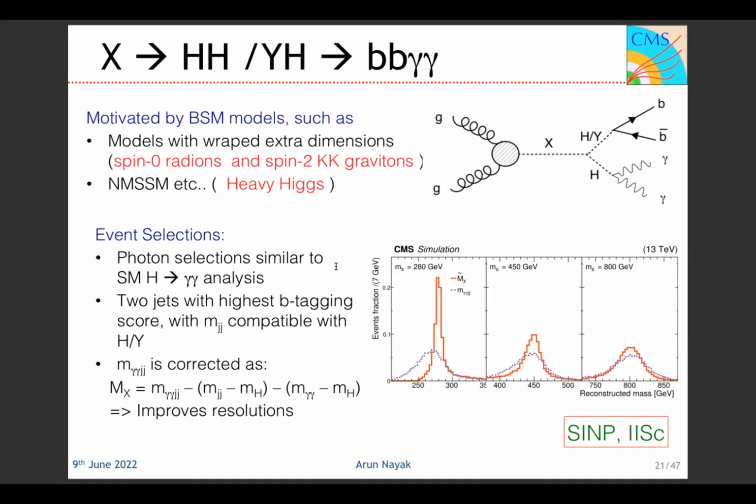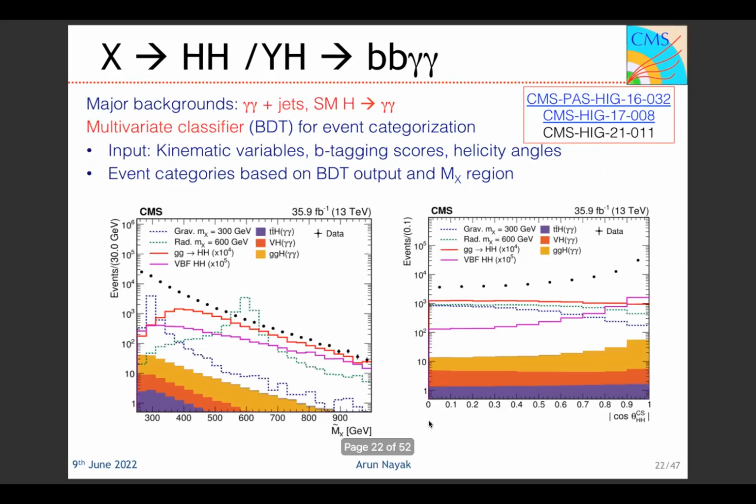So the photon selection in this case is very similar to the standard model Higgs to gamma gamma analysis. Then you select the 2 b-jets. Then you form the full mass of this resonance by combining all these momenta. And then there are the resolutions. This is shown here: if you just take a combination of the 4 particles, or if you apply these corrections, how it improves the resolution at different mass points.